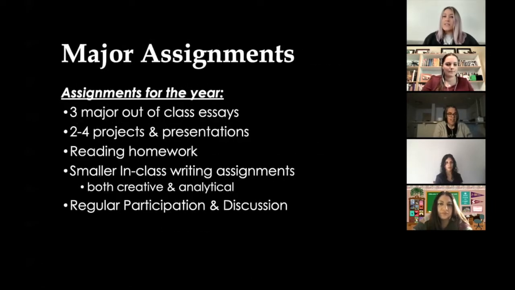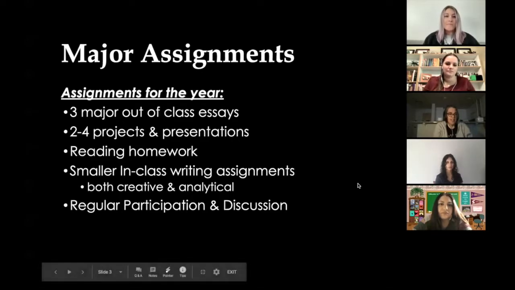Some major assignments that you could be expecting over the year in all three courses: there will be about 3 major out of class essays, 2 to 4 different projects and presentations. There will be reading homework. You can also expect some smaller in-class writing assignments, both creative and analytical, and you are expected, regardless of what course you choose, to be participating and discussing.